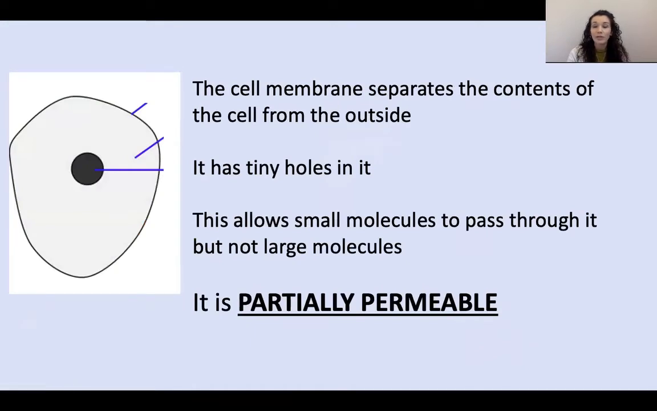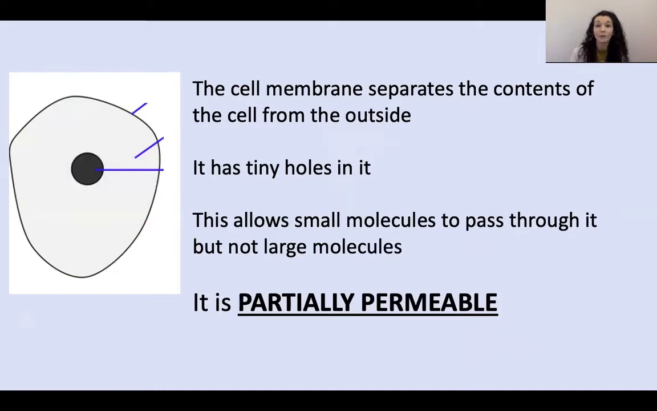So this also happens: osmosis happens inside cells. You've got the cell membrane separating the outside of the cell and the inside of the cell. So the outside and the inside are separated by this cell membrane. Now that cell membrane has got tiny holes in it, okay? And that allows small molecules like water molecules to pass through it, but not larger molecules.